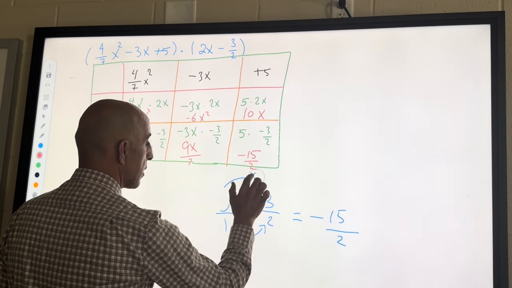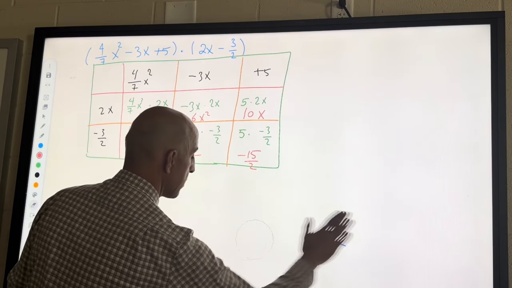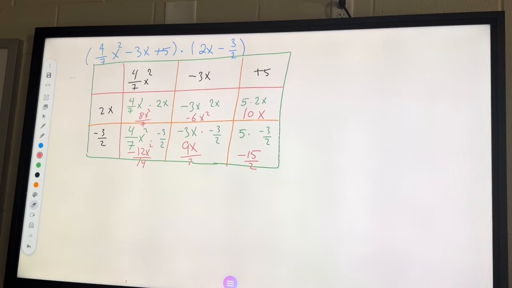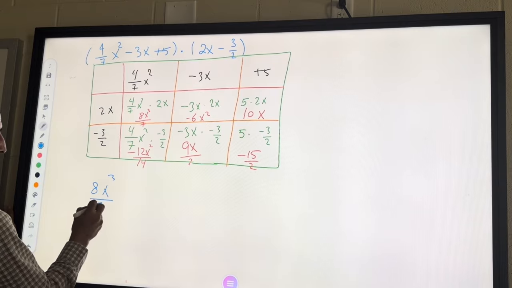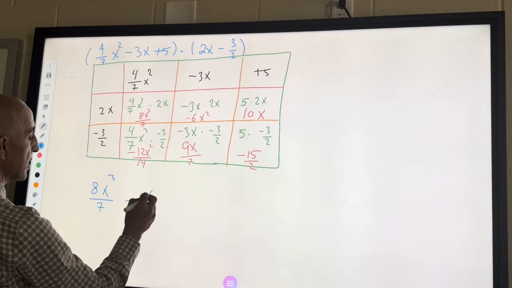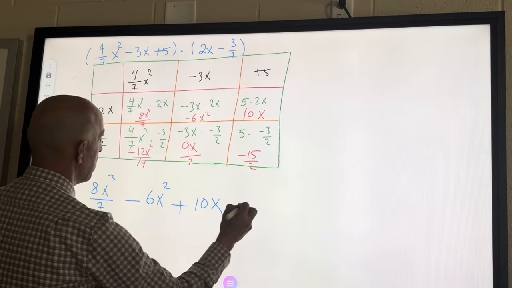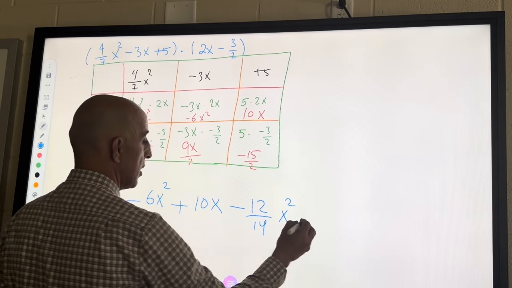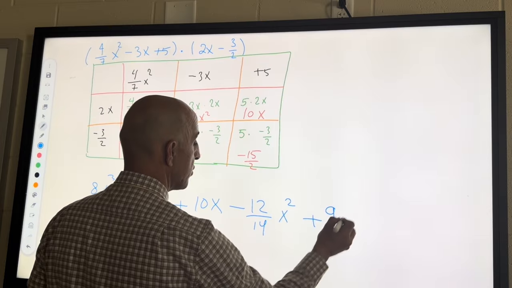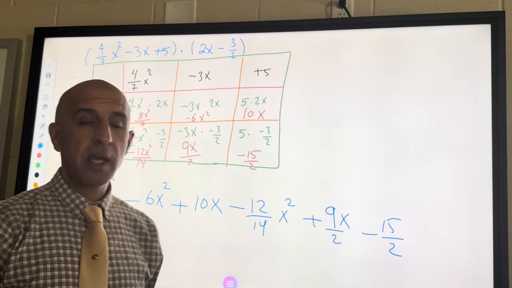And finally, we can write everything inside the table as we did before, which is 8x to the power 3 over 7, minus 6x to the power 2 plus 10x minus 12 over 14 x to the power 2, plus 9 over 2 x, minus 15 over 2. We will stop right now.